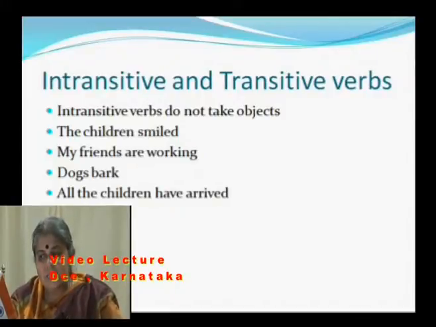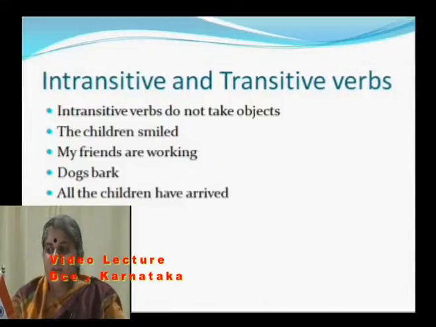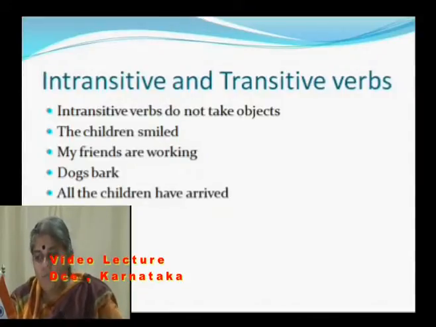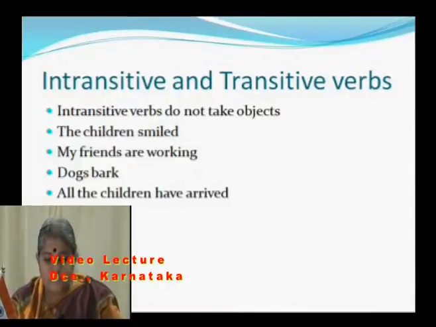Look at the sentence. The children smiled. It has not taken an object. My friends are working. It doesn't say where. It ends the sentence here. Dogs bark. Where does the dog bark? It doesn't say. Or at whom the dog barks? It doesn't say. The fourth one, all the children have arrived. Where have all the children arrived? It doesn't say. So, all these verbs are intransitive. It has not taken an object.